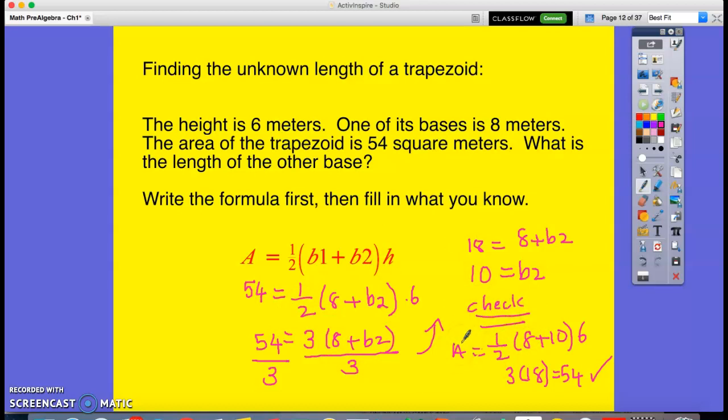Now how do I check it? Plug that back into the equation. So half times 8 plus 10 times 6. So that is 3 times 18, which is 54. So we got the correct area, right?